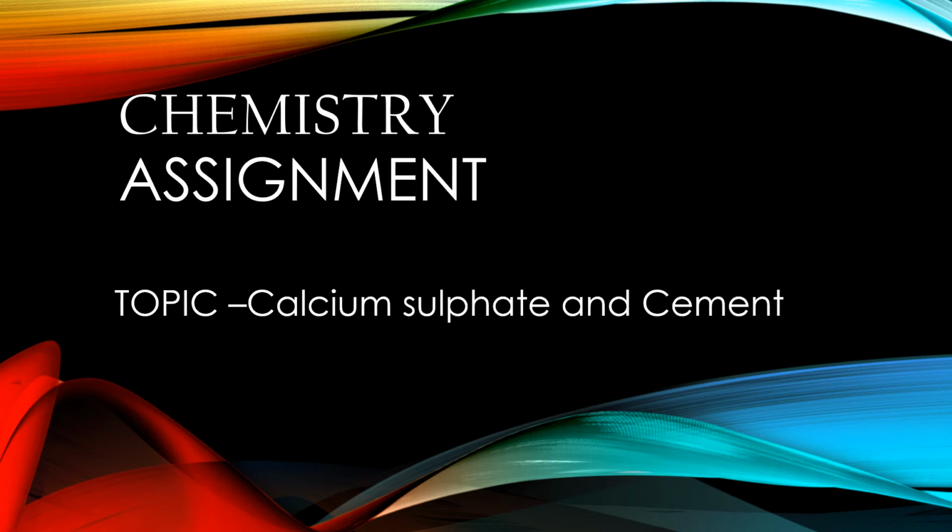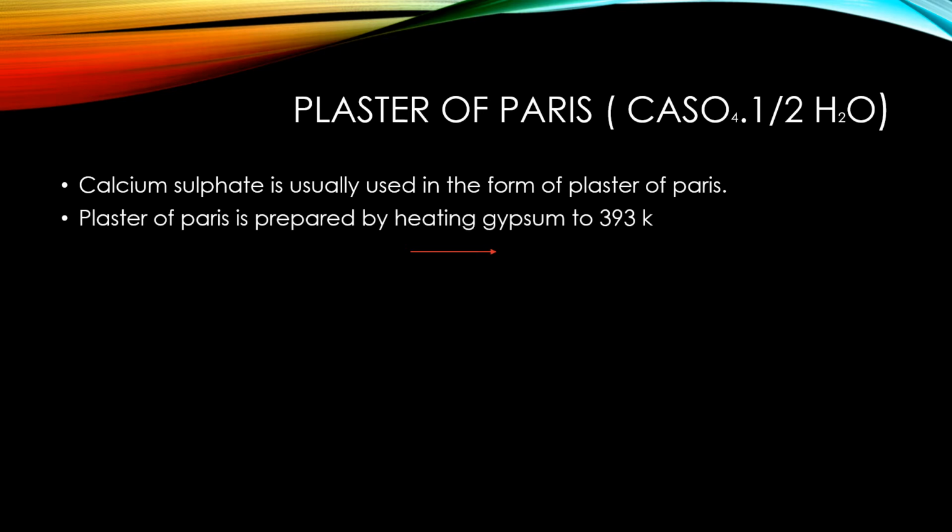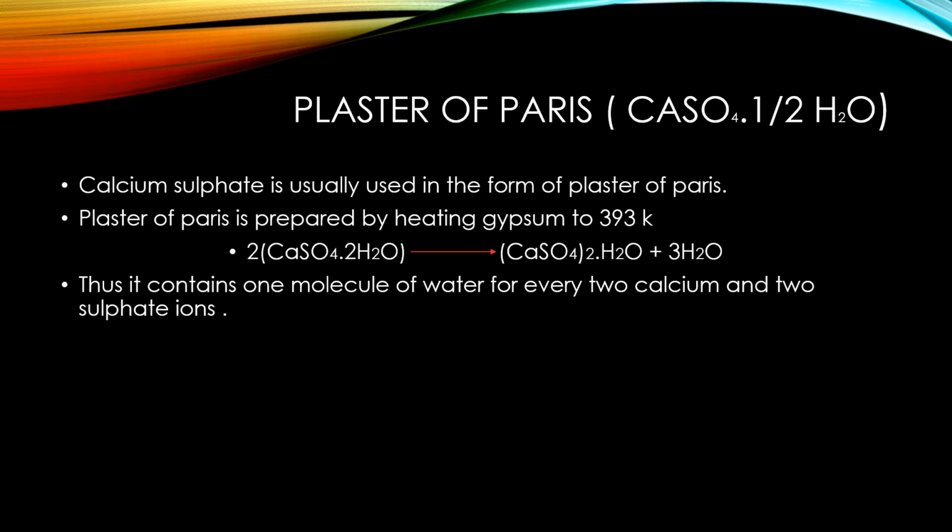Good morning. Today I will be speaking about calcium sulfate and cement. Plaster of Paris. Calcium sulfate is usually used in the form of plaster of Paris. Plaster of Paris is prepared by heating gypsum to 393 Kelvin. Thus, it contains one molecule of water for every 2 calcium and 2 sulfate ions.